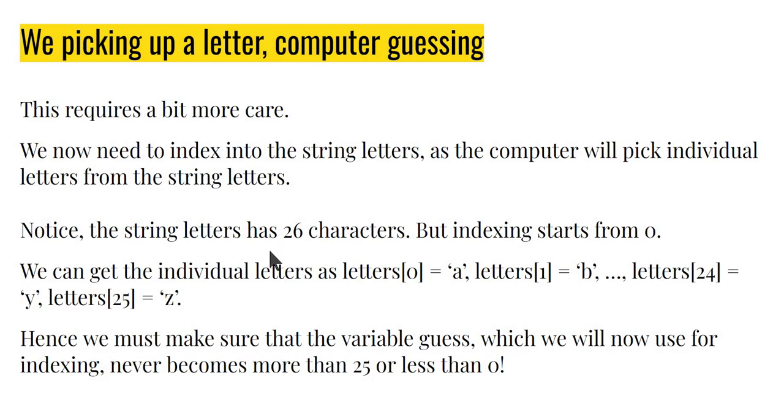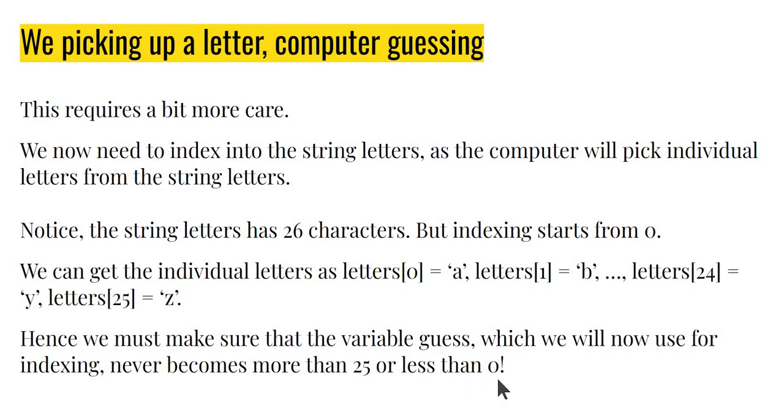Now, remember that the string letters has 26 characters because there are 26 letters in the English alphabet. Indexing starts from 0, which means we can get the individual letters: letters[0] will be A, letters[1] is B, and I'll show you letters[24] and letters[25]. We are also going to learn about string indexing in quite a lot of detail as we go on, but this is good practice. Also, we want to make sure that as we are guessing, we do not go beyond these limits because that causes problems. So I'm going to make sure that if my guess becomes more than 25, I'll fix it to 25.